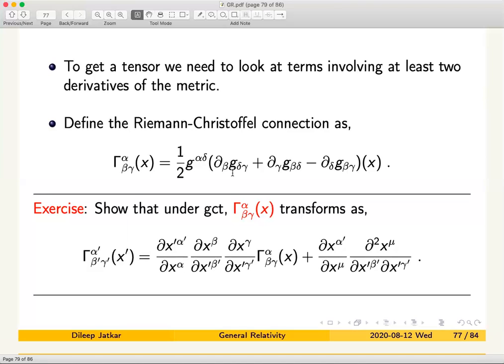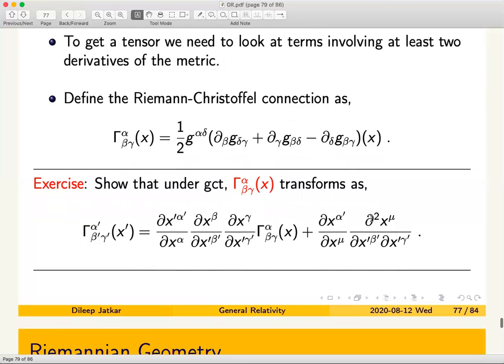So we want to classify geometries such that classes of metrics are not related by any general coordinate transformation. And if that is the way we want to describe it, it is better for us to write down gamma alpha beta gamma in terms of the metric than in terms of general coordinate transformations, because this would allow us to distinguish between different geometries. This is a simple exercise. Given that how the derivative acts on g has already been worked out, all you need to do is plug it in and check.